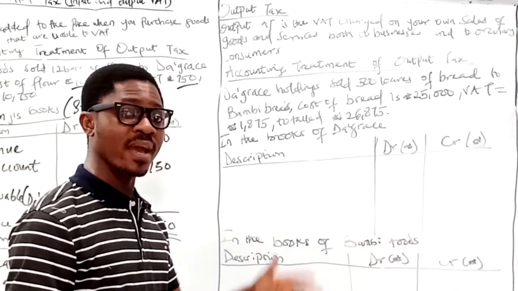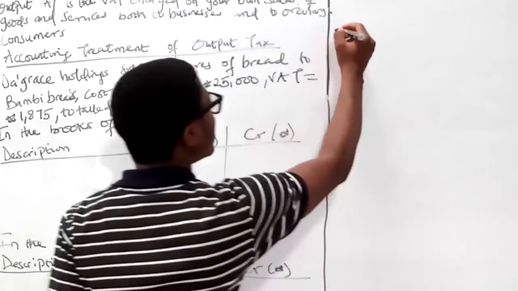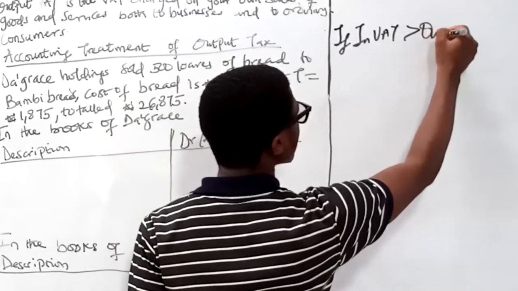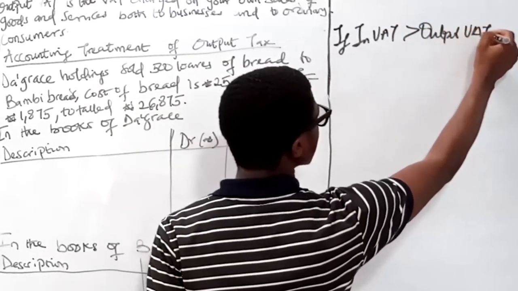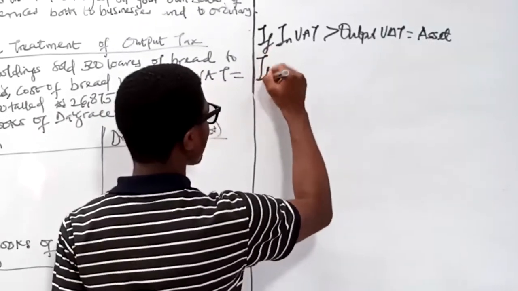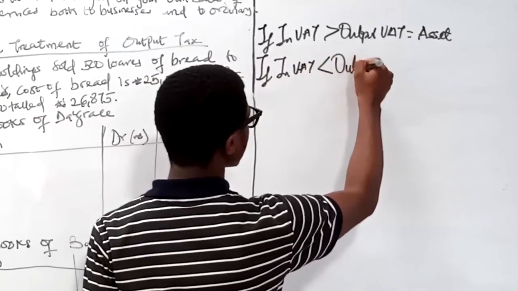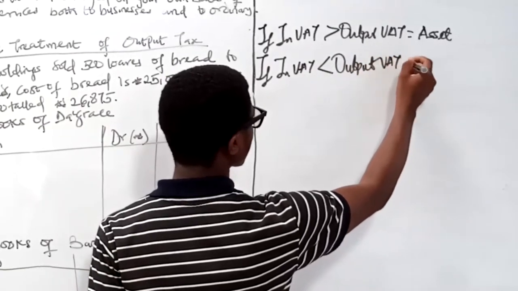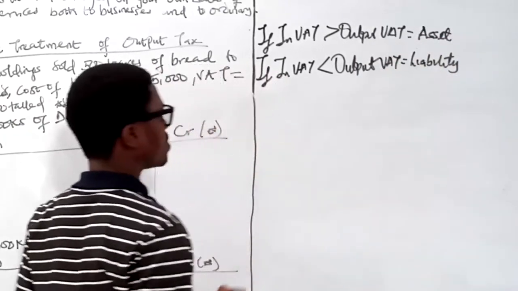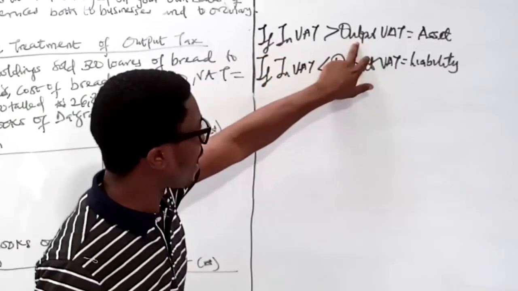And so we can now conclude and say that if input VAT is greater than output VAT, it is an asset. But if input VAT is less than output VAT, it is a liability. What does this mean? This simply means that if input VAT is more than output VAT, it is an asset.